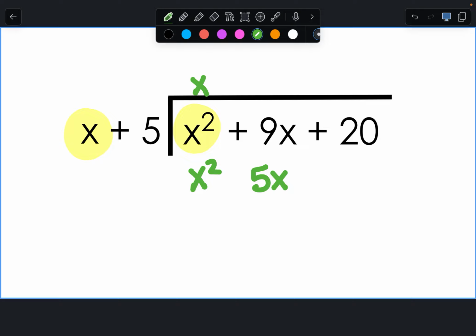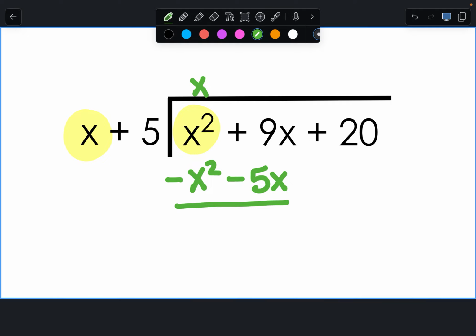Okay, x times x is positive x squared, yes? So we subtract the x squared. X times 5 is positive 5x, so we subtract the 5x. Okay. All right, now x squared minus x squared cancels out. 9x minus 5x is 4x. Bring down the plus 20. All right.